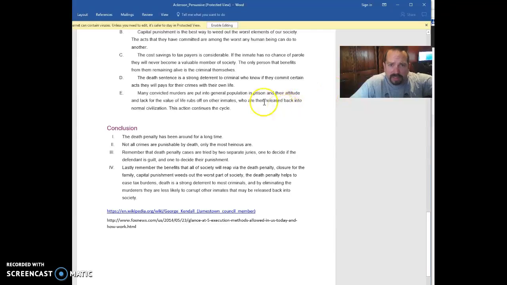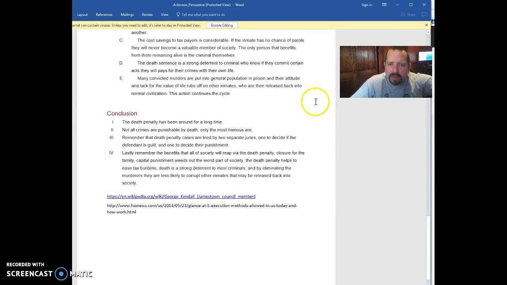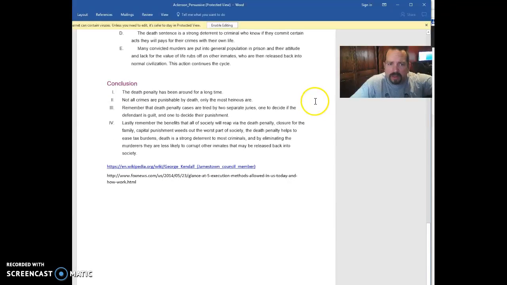The death sentence is a strong deterrent to criminals who know if they commit a certain crime, they will pay for it with their own life. Many convicted murderers are put in the general population in prison, and their attitude and lack of value for life contaminates other inmates, who are then released back into normal civilization, and this continues the cycle.